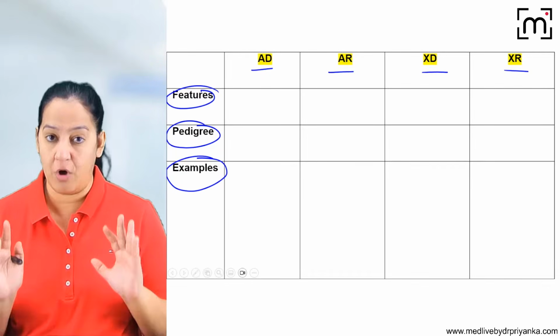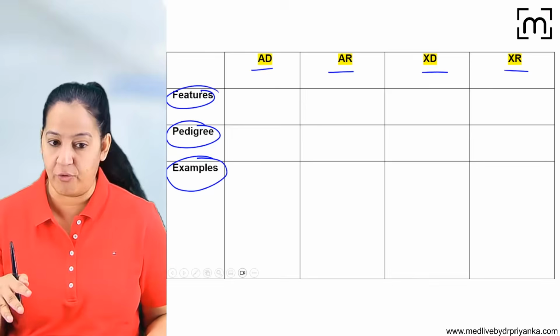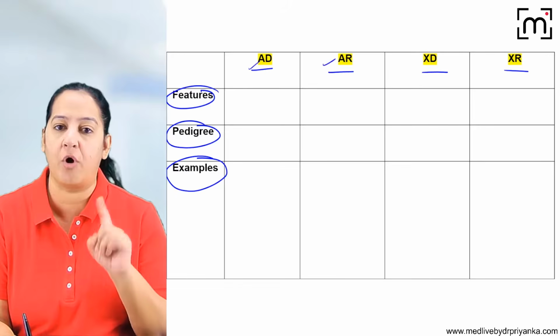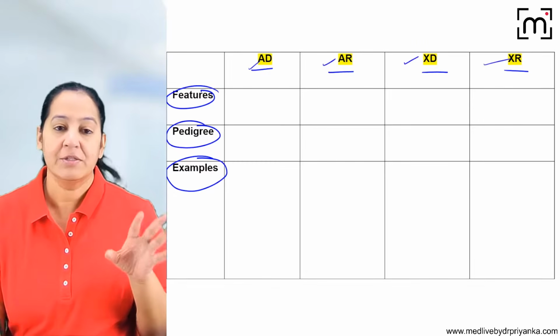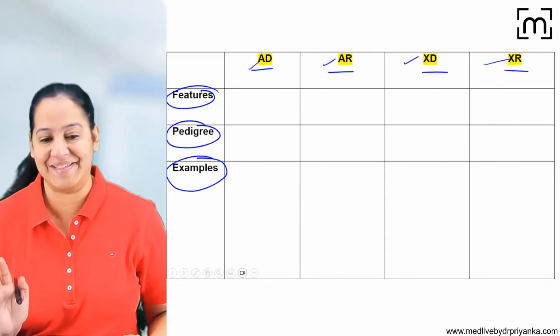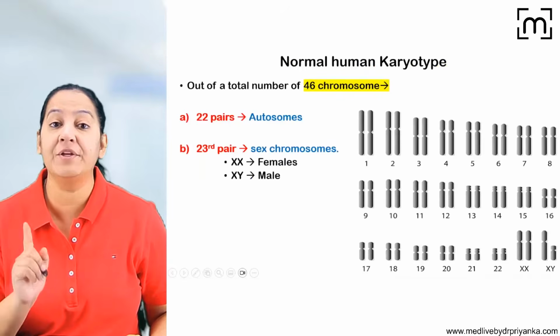So if you get a long question on this, you have to write all 4. And if you get a short question, you will get a question on any one of them, either autosomal dominant or recessive or X-linked dominant or recessive. So you have to write that particular column in your exam if it is a short or very short question. So let's start it. Let's start with the normal human karyotype.